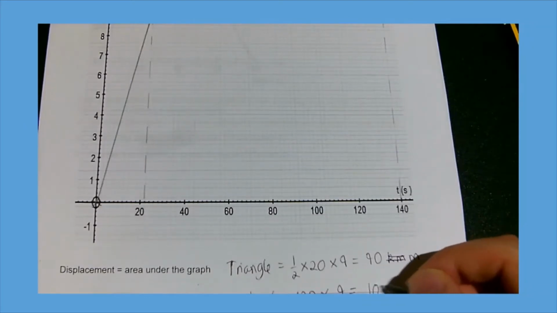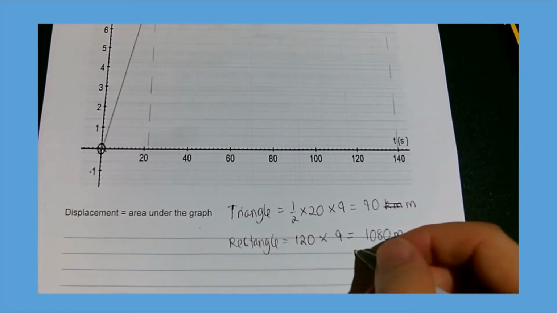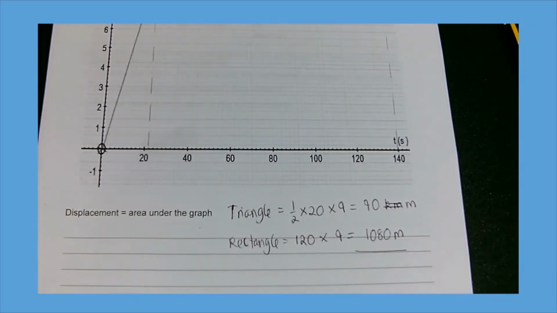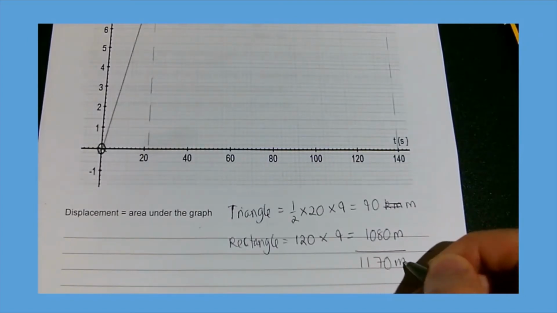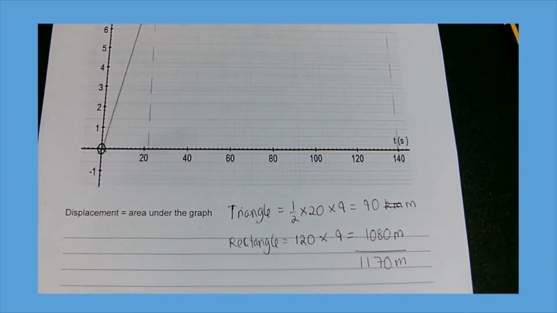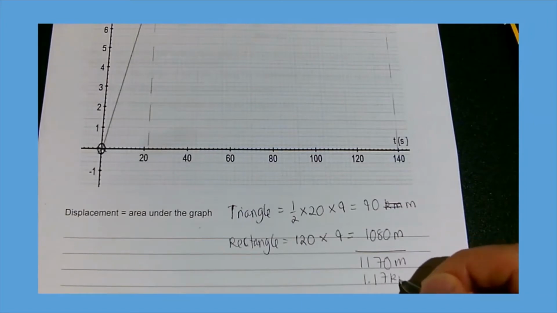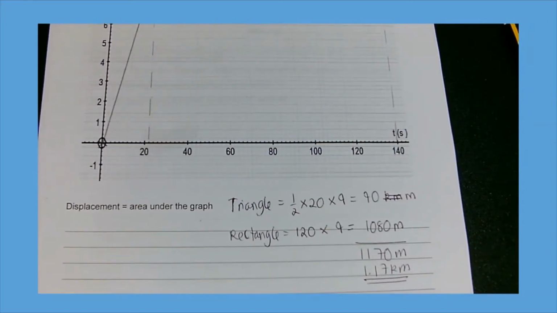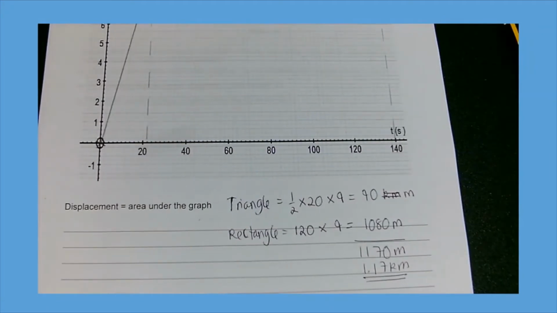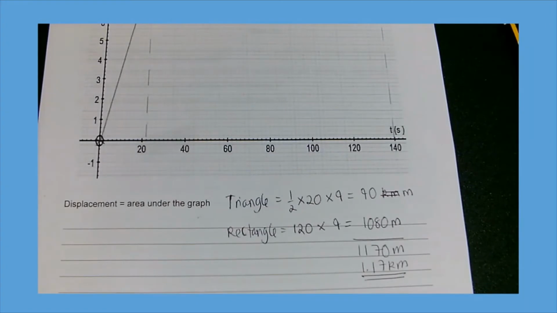Which is 1080 meters. Okay, if you add up these two numbers, we get 1170 meters, but remember we want it in kilometers, so we've got to divide by 1000, which is 1.17 kilometers. Does that look appropriate? Well, I think for a train, over a 2-minute period, that looks appropriate. Okay, so you just have to be wary of the units that we're looking at.